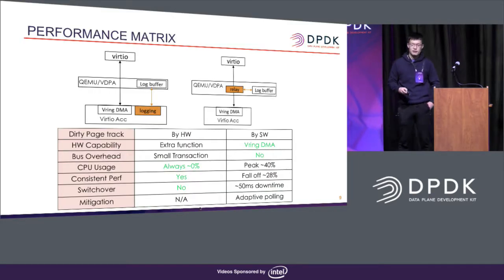And since this new relay is a software fallback from the direct I/O mode, there is a very short network downtime for this switchover. And to improve the relay mode performance, we may try to combine adaptive polling mode with the event-driven relay.